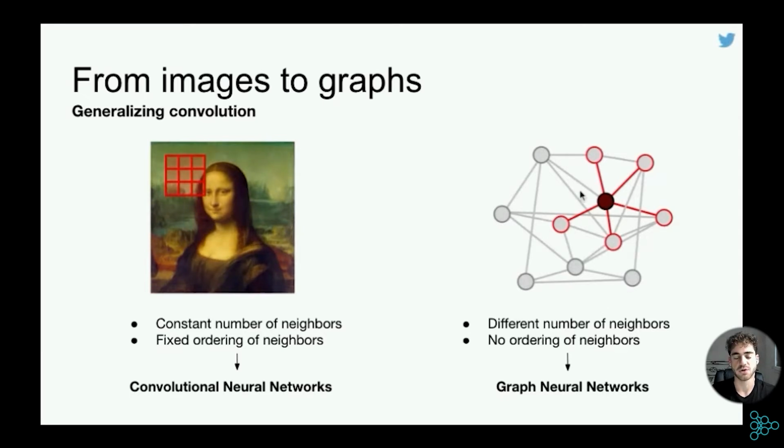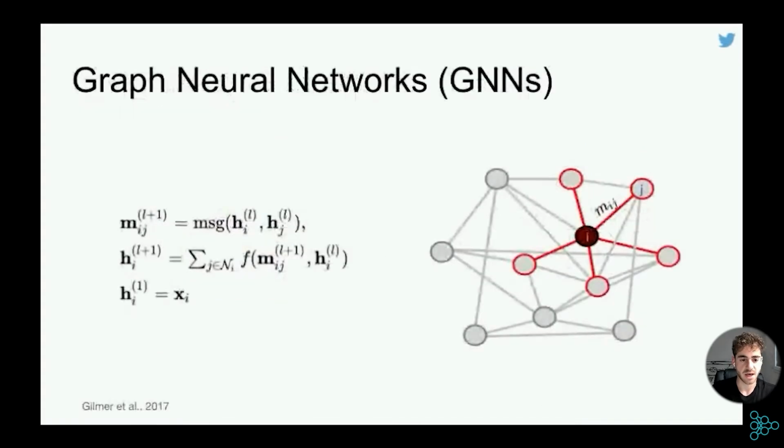And also, there is no ordering. There is no canonical order of neighbors. So there is no principled way of saying this is the first neighbor, the second neighbor, because if we reorder them, the graph is still the same. Whereas if you reorder the pixels of an image, the image clearly doesn't make sense anymore. And so we need to take these constraints into account, and this is what gives rise to graph neural networks.